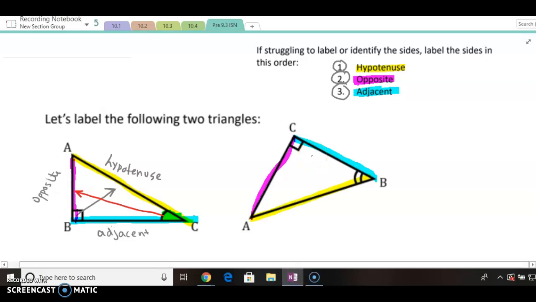All right, so the first one I want to label is the hypotenuse, and I've already highlighted these. So opposite of the right angle is the hypotenuse. Second one I want to label is the opposite. So my reference angle is angle B. Opposite is over here, side AC. And last but not least, my adjacent, that's just the third side that's left over. And we have labeled our first triangle.